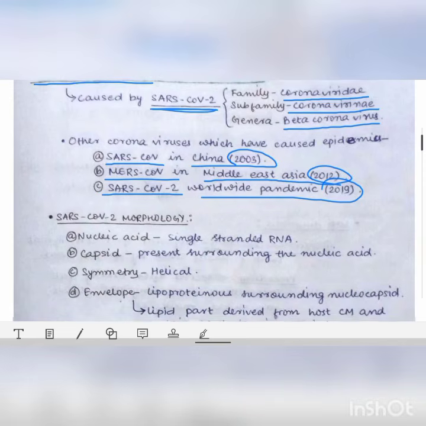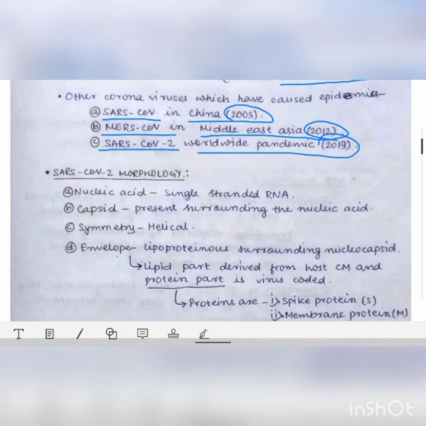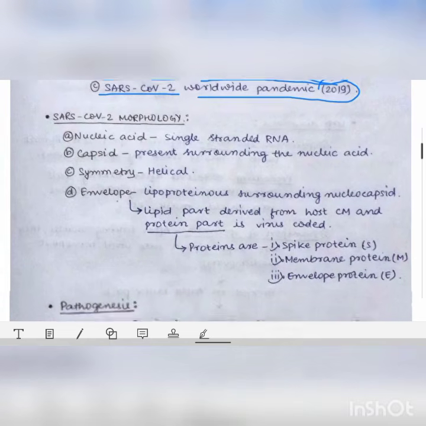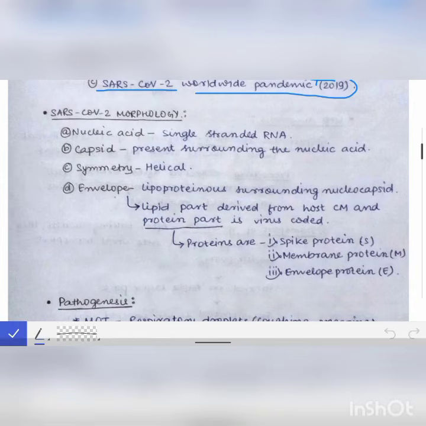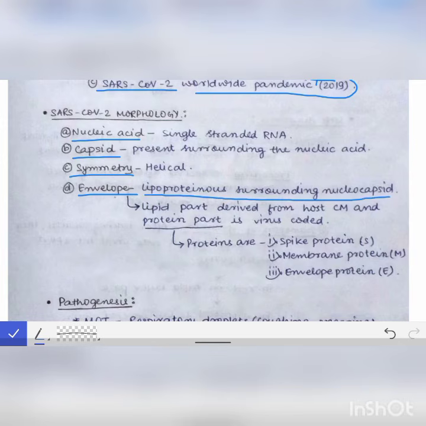Coming to the morphology of SARS-CoV-2. As we have discussed in general virology, the morphology of any virus can be described in 4 points: the nucleic acid, the capsid, the symmetry, and the envelope. SARS-CoV-2 belongs to the Coronaviridae family, which has viruses that are enveloped RNA viruses. Since it is enveloped, the envelope is present, lipoproteinous, surrounding the nucleocapsid. And the nucleic acid is RNA.